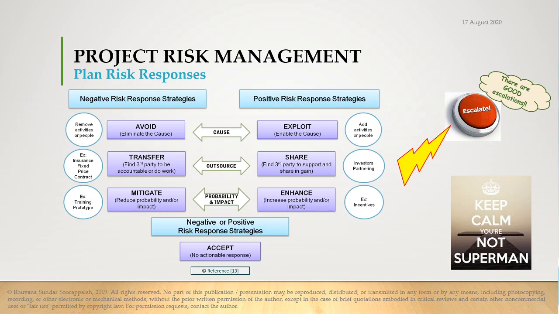Then you come to the third category, which is probability and impact you are addressing. Either the probability or impact. On the negative risk, which is a threat, you have the option called mitigate. Mitigate means reduce. Basically, you are reducing the probability or impact of a negative risk, or increasing the P or I of a positive risk.